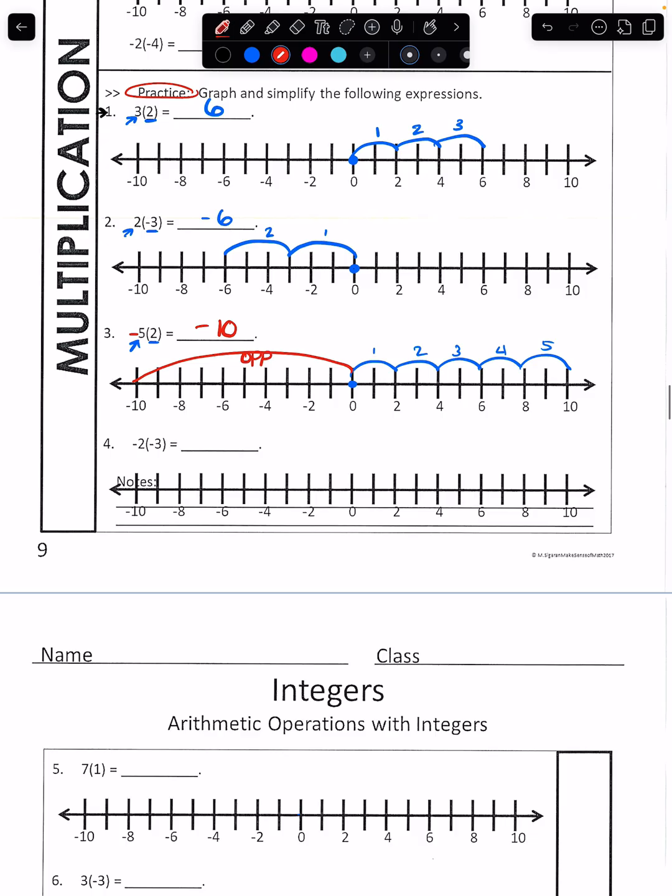Moving on to number 4 in 3, 2, 1. I got -3 as my starting group. That's my first group. I got 2 of them, so I'm going to do one more. And I see a negative in front of my 2, so I'm going to go the complete opposite way that I just went. And I should get a +6.